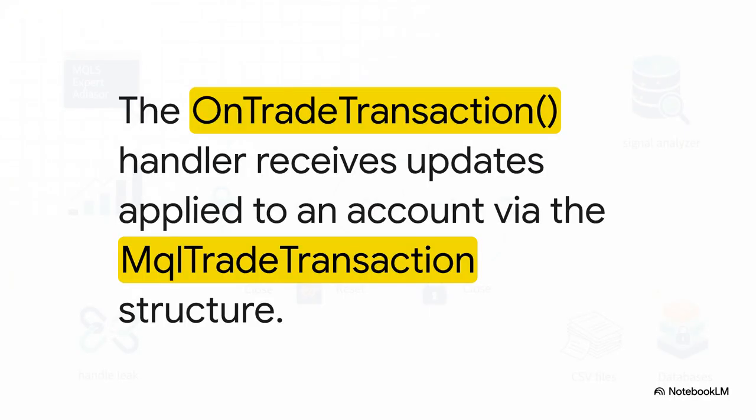As the trade server processes your request, it sends a stream of transactional updates right back to your terminal. Your EA catches these updates using the OnTradeTransaction handler. By analyzing the MQL trade transaction structure that gets passed into this handler, your program knows exactly what the server is doing with your money at any given millisecond.